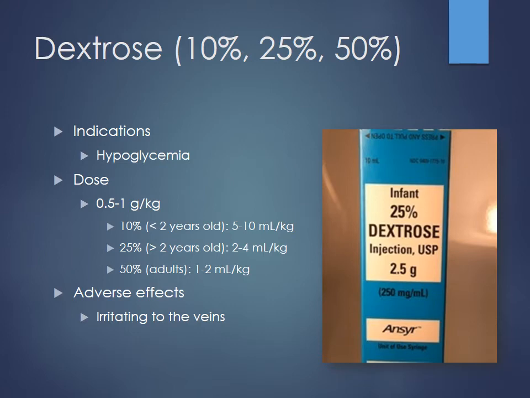That can be important when you're trying to figure out how much you want to give to a patient. So if I'm giving half a gram per kilo, I can figure out how many mLs of volume I'm going to give based on that concentration. So it's important to be able to figure that out, because obviously the D50 is going to be less volume than the D25, which is less volume than the D10.